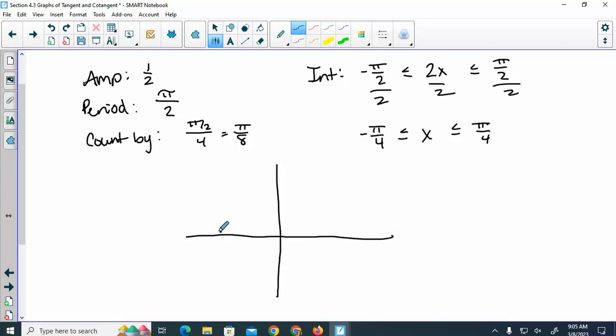So first point, negative pi over 4. Plus pi over 8, so this is like negative 2 pi over 8 plus 1 pi over 8 is negative pi over 8. Plus pi over 8 gives me 0. Plus pi over 8 is pi over 8. Plus pi over 8 is 2 pi over 8, or pi over 4. My amplitude is 1/2 here. So my high point would be at positive 1/2, my low point negative 1/2.